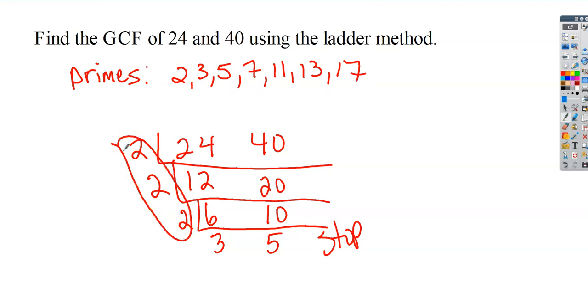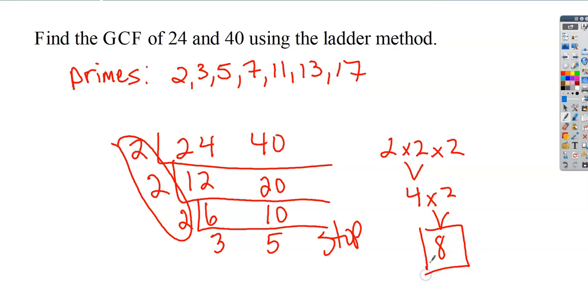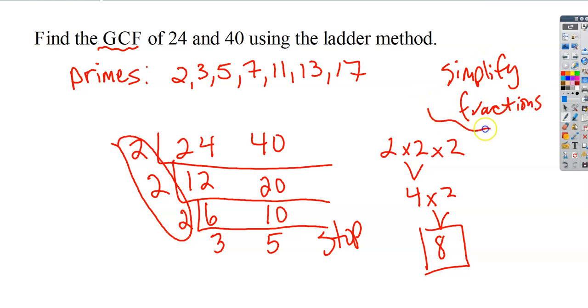And when I multiply those together, I get 2 times 2 times 2. 2 times 2 is 4, times 2 is 8. So the greatest common factor, the biggest whole number that divides into 24 and 40, is 8. Now the reason I want to find the GCF is because it helps me with this. You're going to find out that when you need to simplify fractions, it turns out finding the GCF is a really great way to simplify fractions.